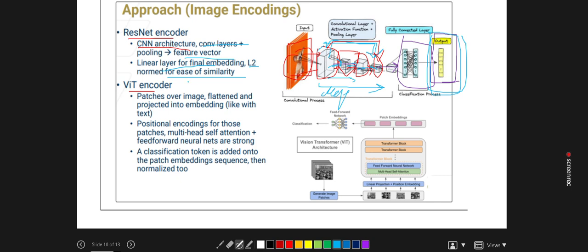The second is the ViT encoder. Now what is ViT? These are the vision transformers. Now we have studied CNNs, where you pass the whole image, just like this dog image. We pass the whole image, the feature maps are made in the different layers, and then all the work happens there. The whole image is passed, right? But in ViT encoders, the difference is that there are patches over the image.